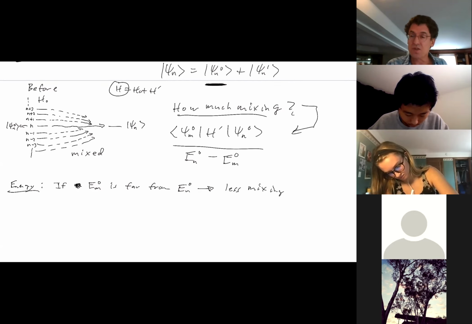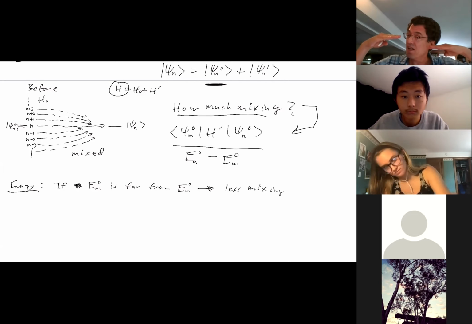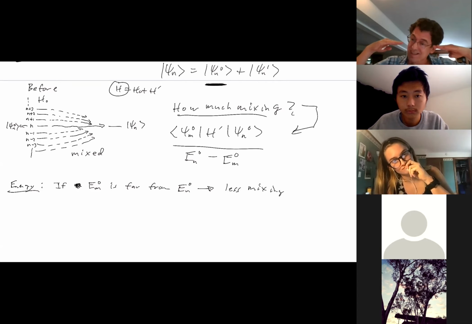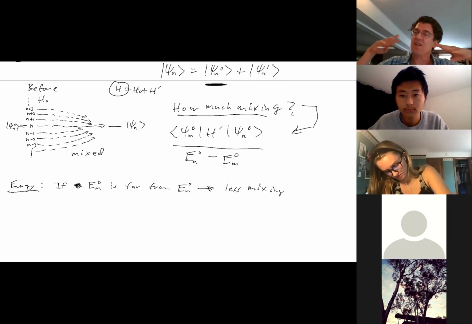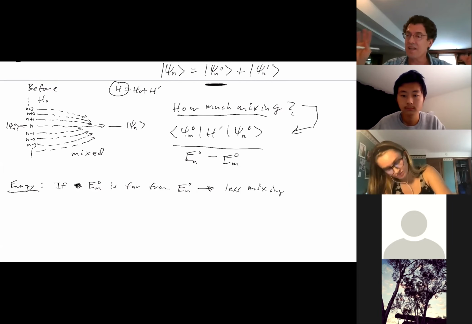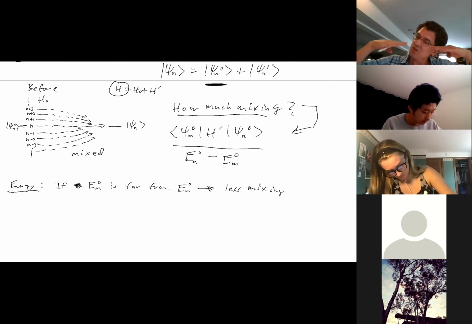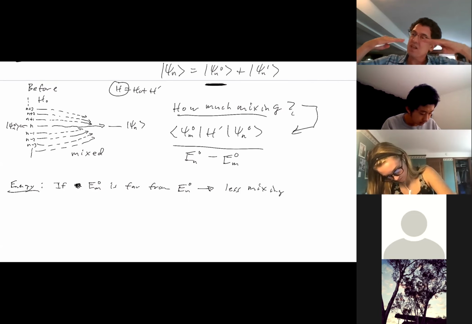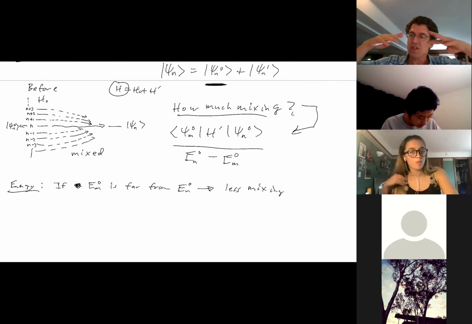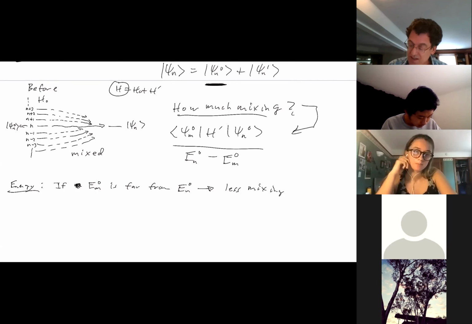If Em naught is far from Em, then less mixing. But the converse is true as well. I mean, if the energies are close, then do they mix a lot? Yeah, that's true as well. They mix like crazy. And in fact, if they're the same energy, then we get a divergence. So we'll talk about that later. But I just want you to get some intuition. The bottom line is states that are close in energy mix. If I have a perturbation, they mix like crazy, whereas states that are far away in energy don't mix so much. And that's important. That's quantum mechanics intuition.